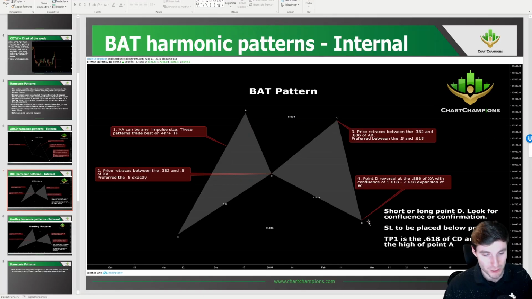So yeah, obviously your point D, and this would be a bullish BAT pattern. Bullish because you finished point D at the lows. Okay, so once you finish your point D at the low here, you would be looking for a long. Again, stop loss you can just place below the lows, because that would be a total invalidation.